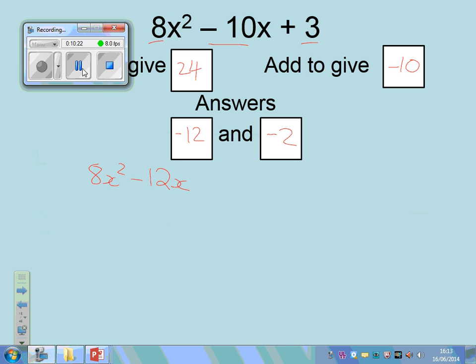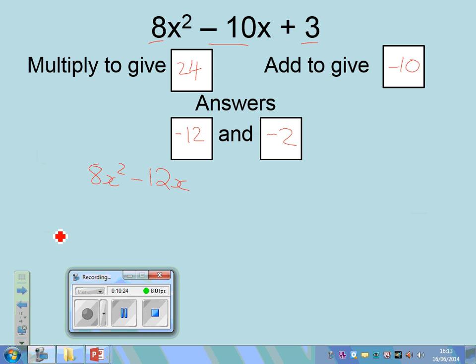Let's just pause while I think about it. Oh, it's just the pressure of the video. I didn't see it. It's minus 6 and minus 4, isn't it? Didn't want to stop. Having been going for 10 minutes, you don't want to stop there on the last example. Minus 6 and minus 4. So we've got minus 6x minus 4x add 3. That works, doesn't it? And so we can factorise this thing here.